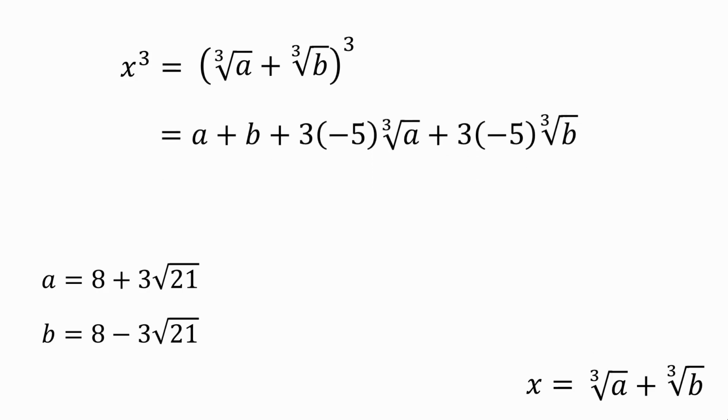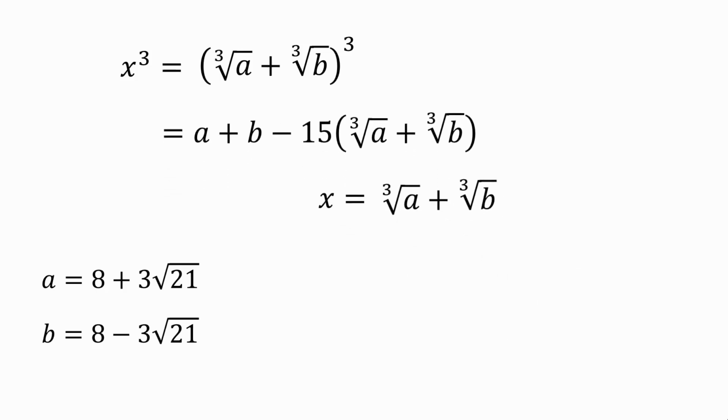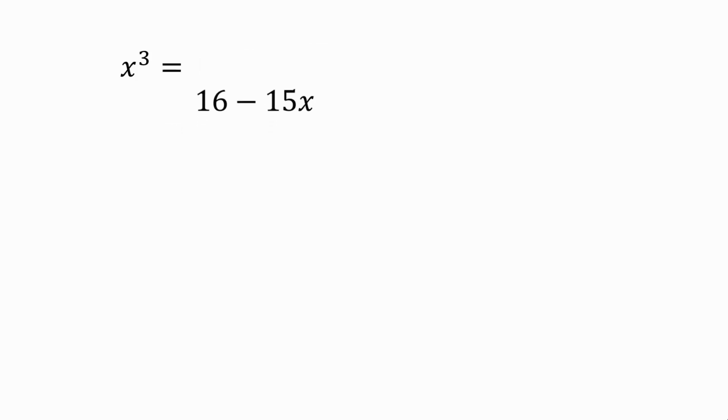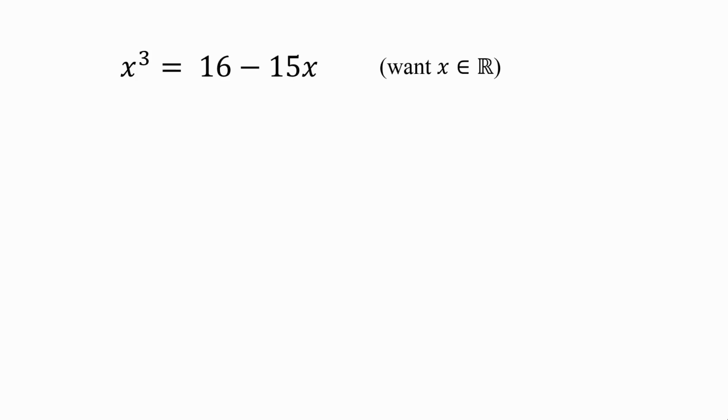We now recall that x was defined to be exactly this quantity. So we can substitute that in. Now a plus b will be equal to just 16 because the square root terms will cancel. So we end up with a simple polynomial expression: x cubed is equal to 16 minus 15x. If there's a solution to this equation, we're looking for a real value to be the answer to our original expression. So we write x cubed plus 15x minus 16 is equal to 0.